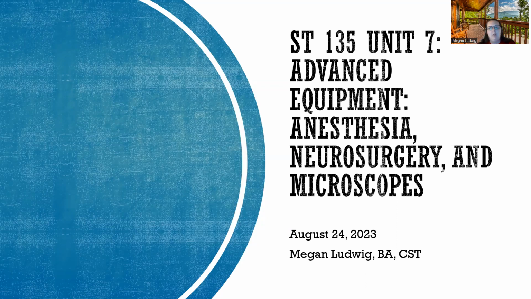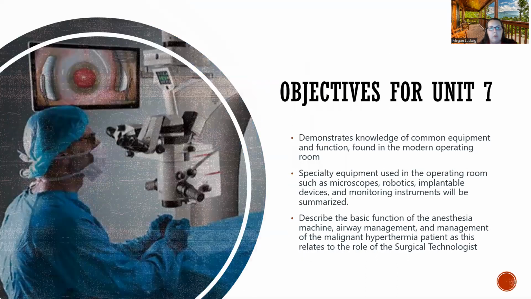So today we're going to be talking about some more advanced equipment, anesthesia, and even we're going to touch a little bit on some emergency things that might happen in the OR. So our objectives are going to be to discuss some of those specialty equipments like microscopes. We've already talked about robots, different monitoring devices, basic functions of anesthesia and airway management, and then this emergency situation that might come up in your OR called malignant hyperthermia.